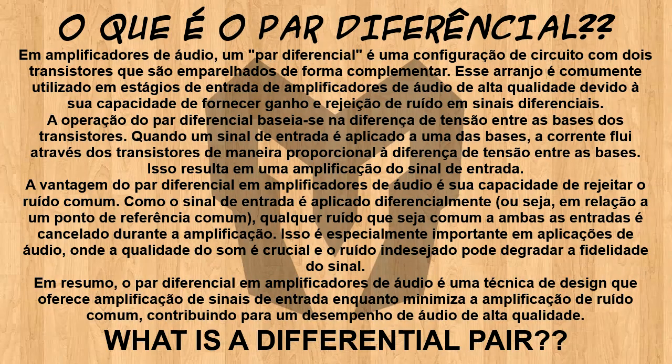What does differential pair mean in audio amplifiers? In audio amplifiers, a differential pair is a circuit configuration with two transistors that are paired in a complementary fashion. This arrangement is commonly used in input stages of high-quality audio amplifiers due to its ability to provide gain and noise rejection in differential signals. Differential pair operation is based on the voltage difference between the bases of the transistors. When an input signal is applied to one of the bases, current flows through the transistors in proportion to the voltage difference between the bases. This results in an amplification of the input signal.